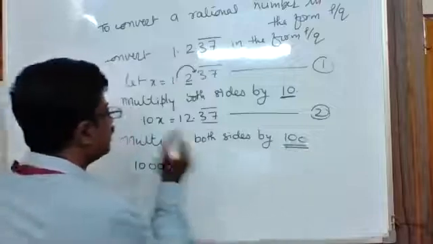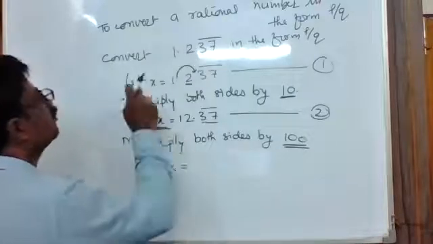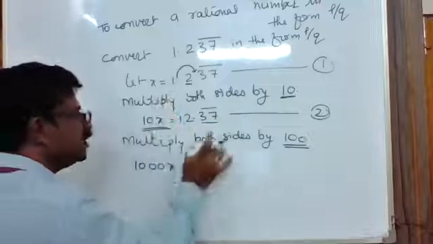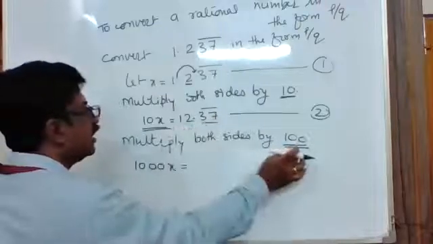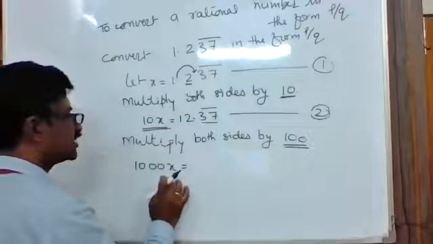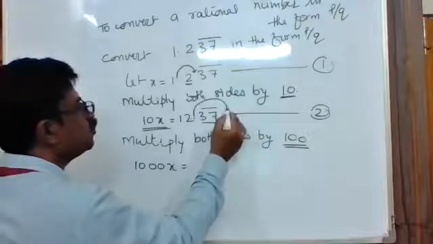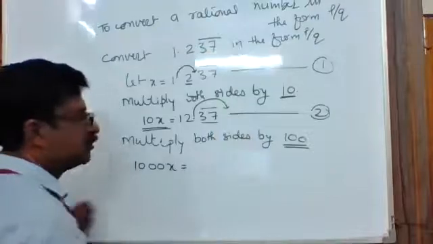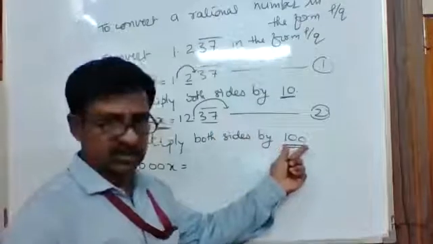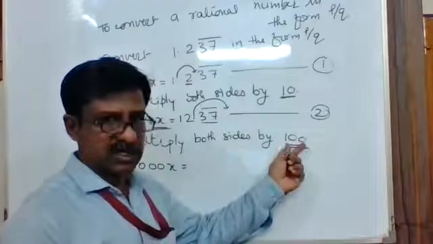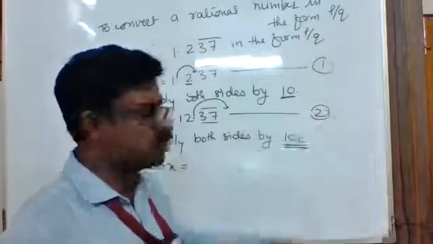Listen here, this 100 has to be multiplied with this 10x. We don't have to multiply with x. We are multiplying the new equation with 100. 100 into 10x is 1000x. And when you multiply 100 with 12.37, the point will shift two places to our right, because here we got two zeros. Since we got two zeros, therefore the point will shift two places to our right.